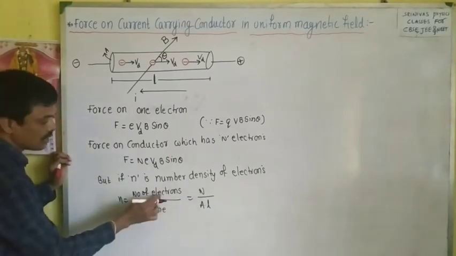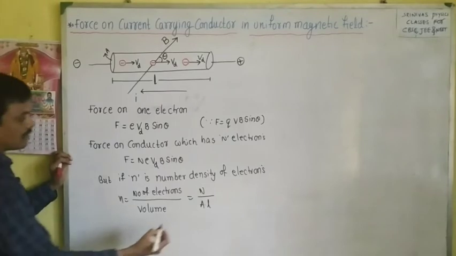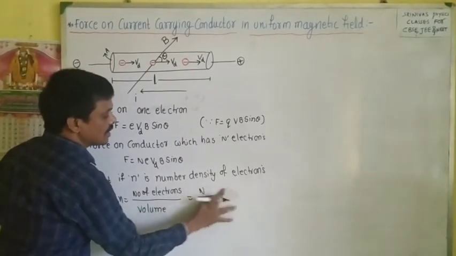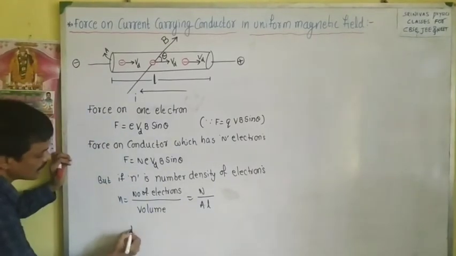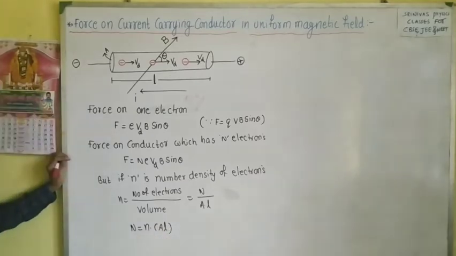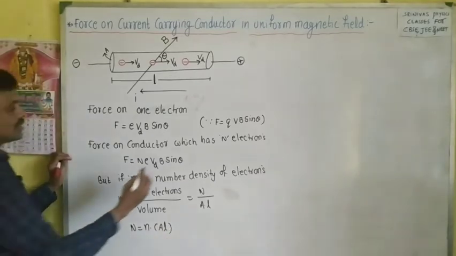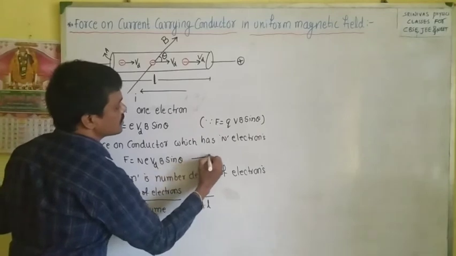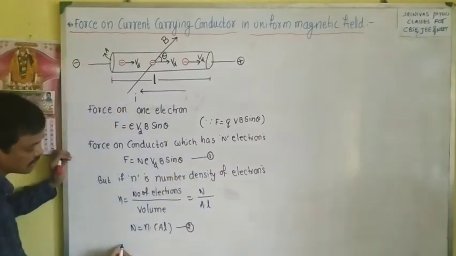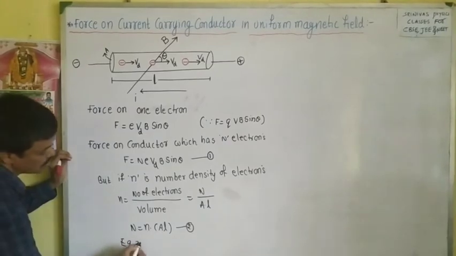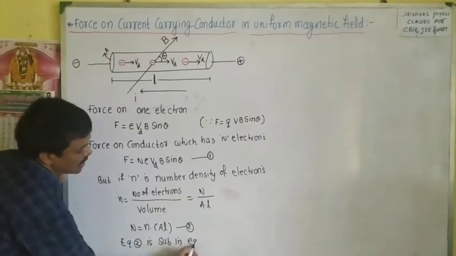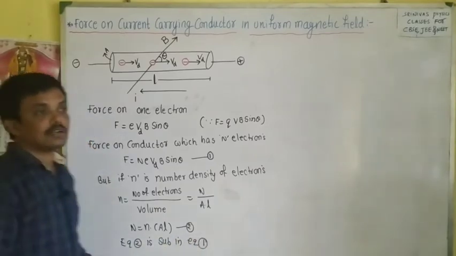Here it is the total number of electrons by volume. From this we derive the capital N formula. What do you get for capital N from this? Small n into AL. Okay, this is equation 1 and this is equation 2. Now equation 2 is substituted in equation 1. Let us see what you will get.